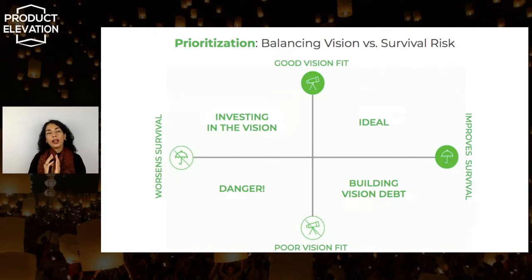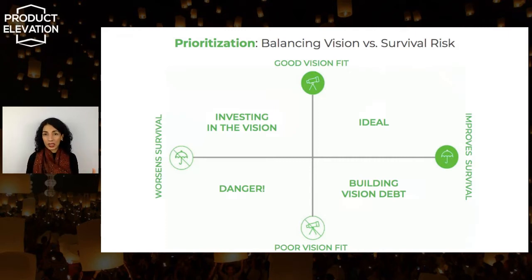And so now that you've defined your vision and your survival, you can think about what's good for your vision and what's good for your survival. What's good for both is, of course, ideal. Those are easy decisions. If it's bad for both, those are also easy decisions. That's the danger quadrant. Don't do it. Nobody's asking for those features anyway.